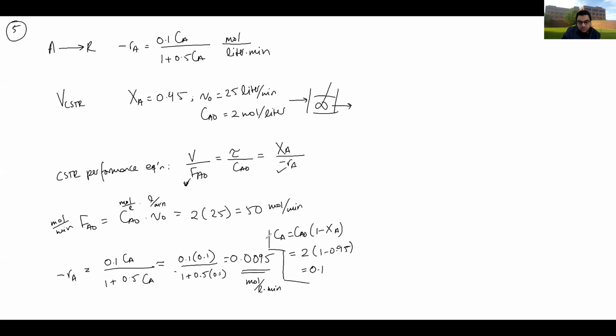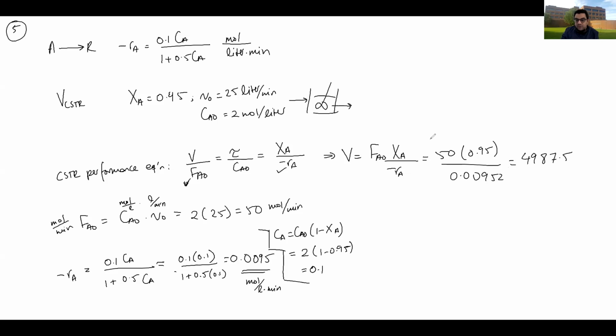Let me separate these guys. Okay, so I have minus RA, I have FA naught, so I'm just going to plug all of these numbers here. So this implies that V is equal to FA naught XA over minus RA. This is equal to 50 into 0.95 divided by 0.00952. And this will be equal to 484987.